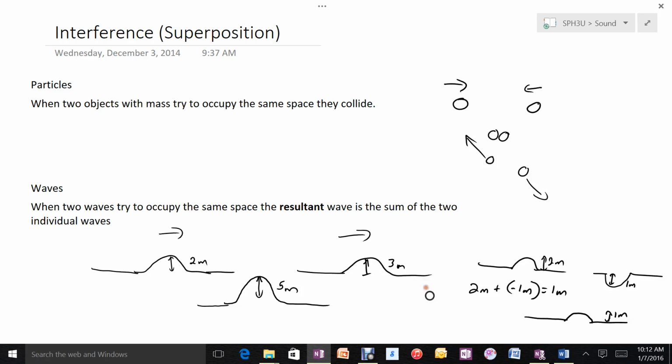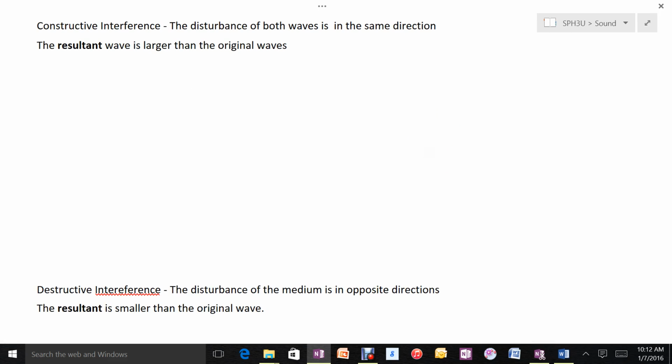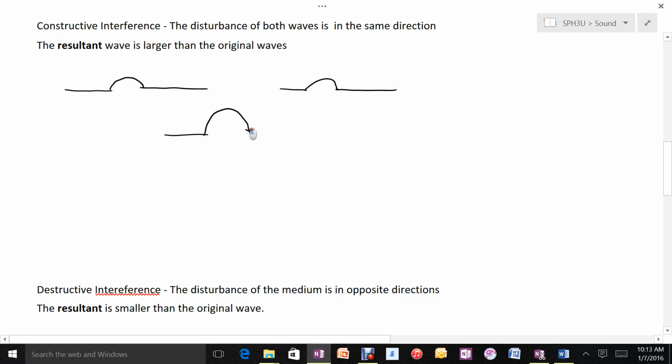As a result of that, we have two basic possibilities: constructive interference and destructive interference. Constructive interference happens when the resultant wave is larger than the original waves, and that's because the two original waves disturb the medium in the same way. So for example, we have a positive pulse meeting a positive pulse, forming a large positive pulse, or a negative pulse running into another negative pulse, forming a large negative or trough pulse.